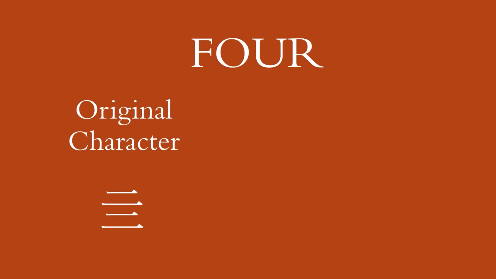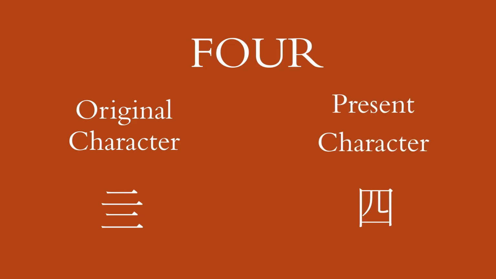However, there are cases that even though there is an existing character for a word, another character was used to represent it. For example, the character for 4. This character had already existed before the word was represented by this character, which we are using today and has the original meaning of a dispersal of breath.